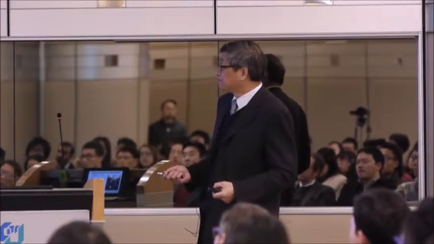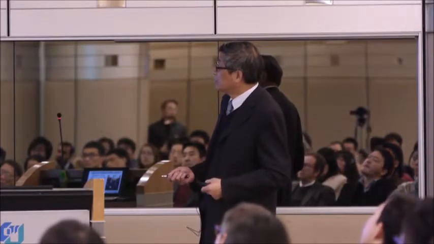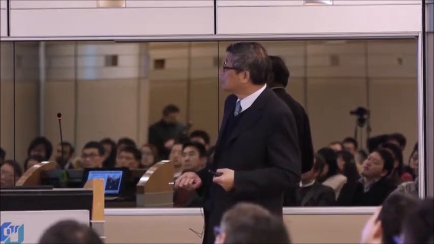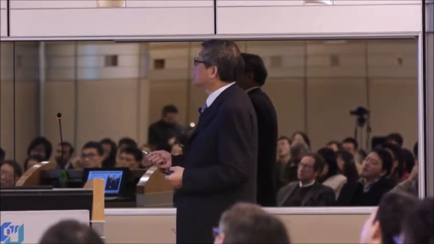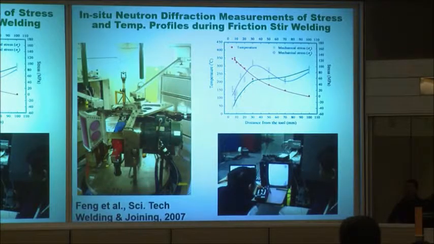And also, we could in situ measure stress and temperature of the metal. This result also is from Xunli Wang at Oak Ridge, the US spallation neutron source. Friction stir welding is a new type of welding technique. They are widely used in many high-tech components.